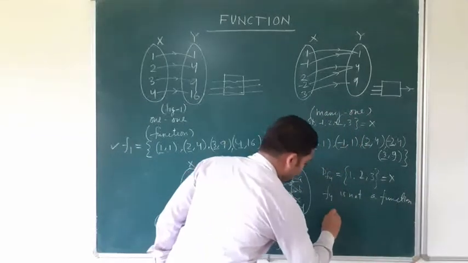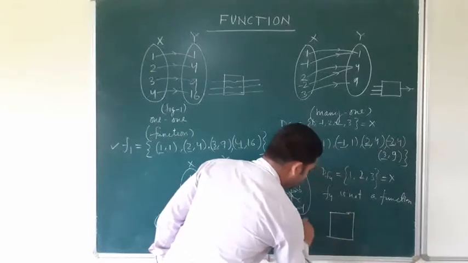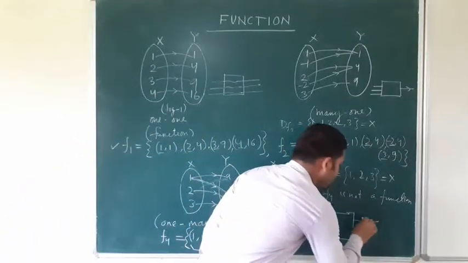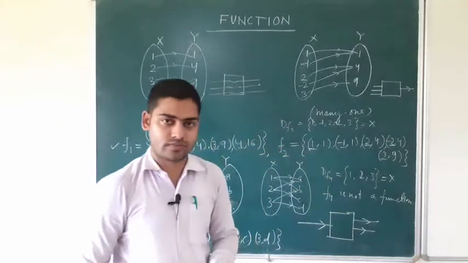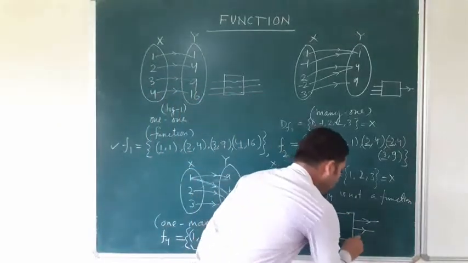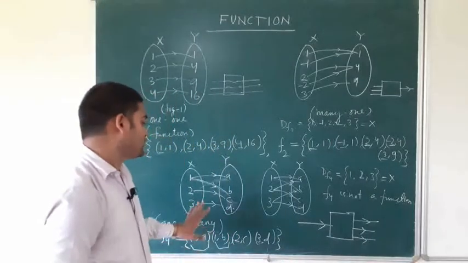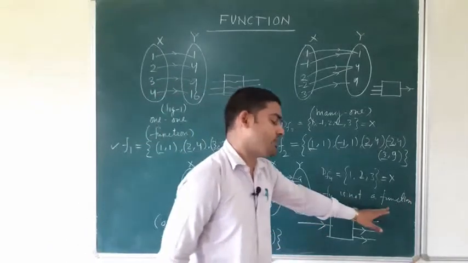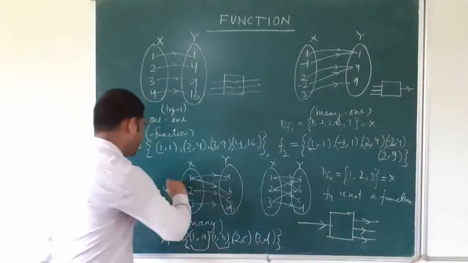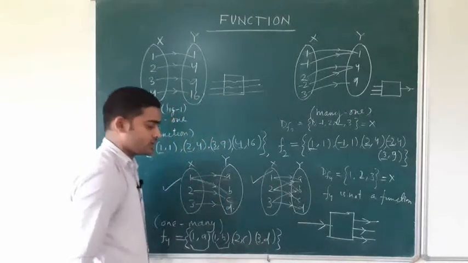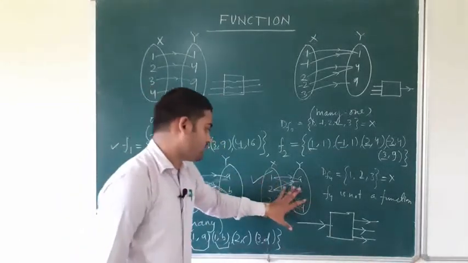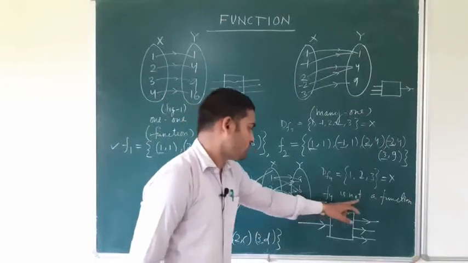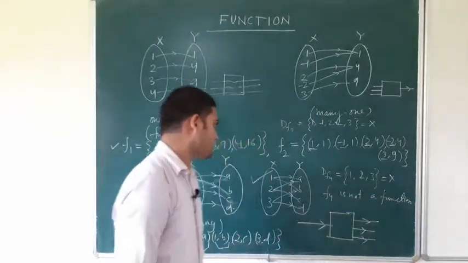Okay? So, if you give one input, if you are getting two or more outputs, then such kind of relation is not a function. So, in this case and this case, we cannot say it is a function. Okay? So, F4 is not a function.